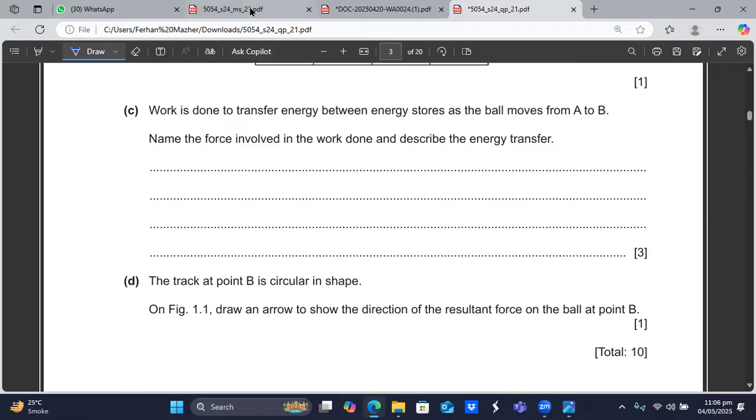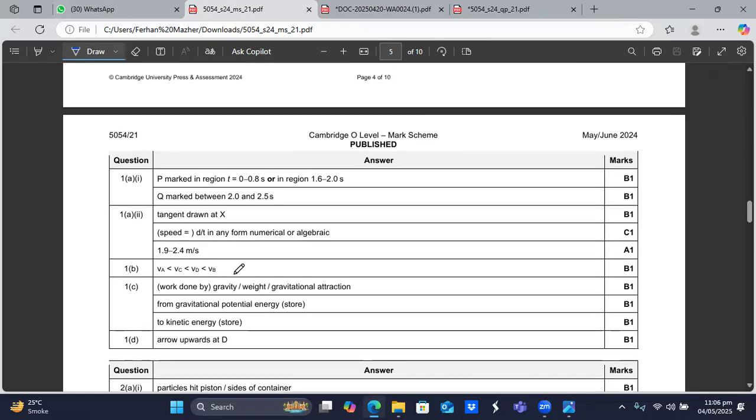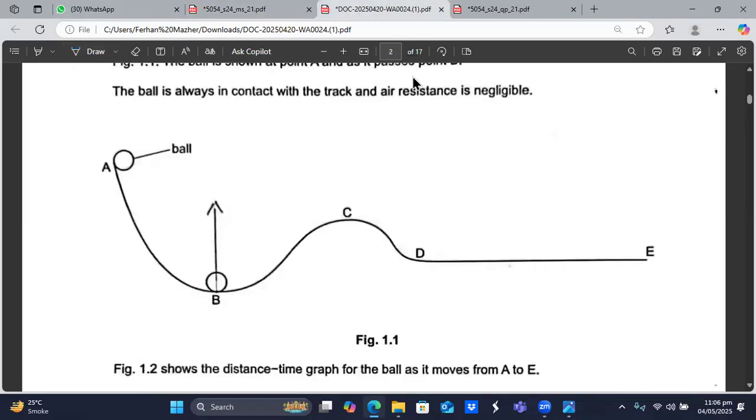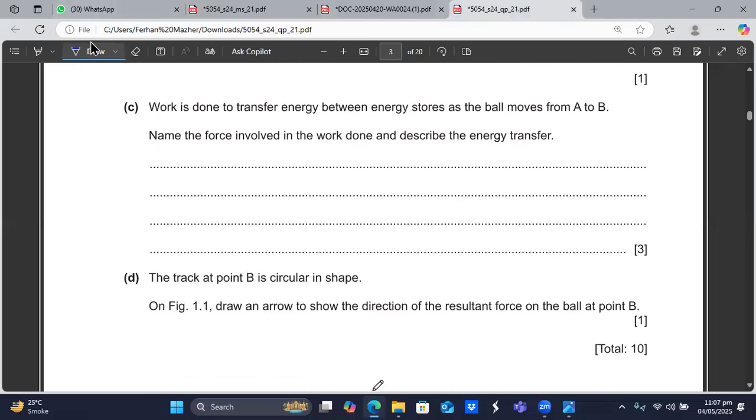Look at this funny thing. In the marking scheme, he says arrows upward at the D. Okay, so by mistake they said D. This is actually point B. This in the marking scheme is point B, not D. I thought we made a mistake. So you see, whenever we find some mistake, the first thought is that we might have made a mistake.